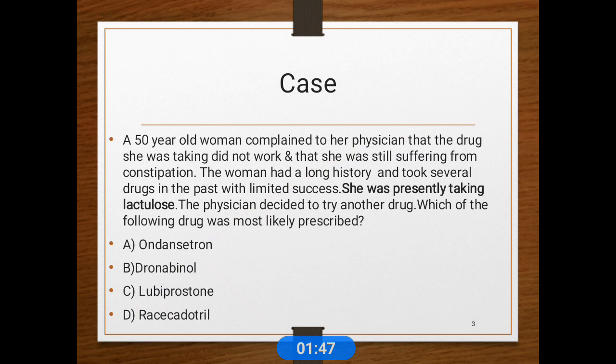Which one is preferred? In this case, this 50-year-old woman has tried lots of laxative categories and was presently taking lactulose, but still she is suffering from constipation. So in this situation, which one is the most preferred drug? Ondansetron is a 5-HT3 receptor antagonist and a good antiemetic, mainly used in vomiting associated with chemotherapy-induced and radiotherapy-induced categories. Dronabinol is a cannabinoid category drug, a good adjuvant drug in antiemetics.